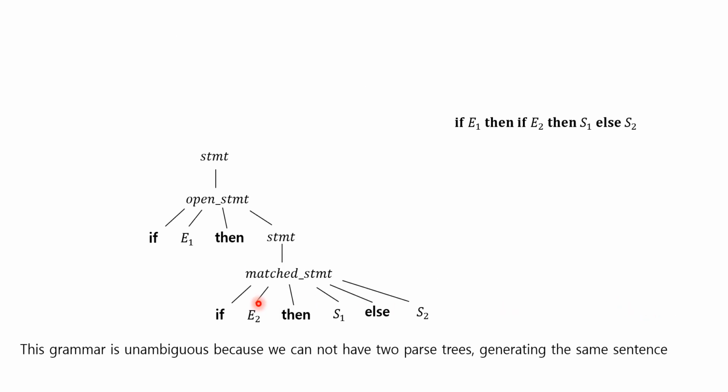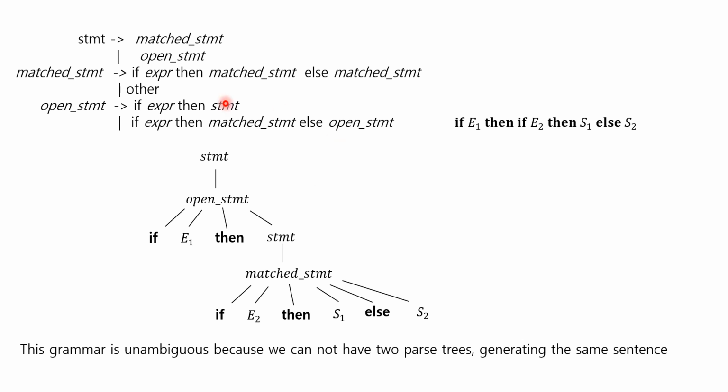So let's see an example showing that this grammar is not ambiguous, which cannot have more than one parse tree per sentence. This grammar restricts the parse tree to one parse tree for a given sentence: if E1 then if E2 then S1 else S2. Using this grammar, this else cannot be matched with the first then. It always matches with the closest then.